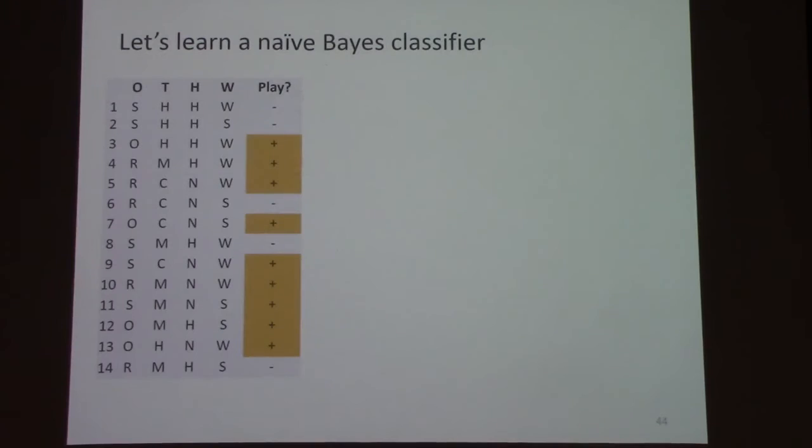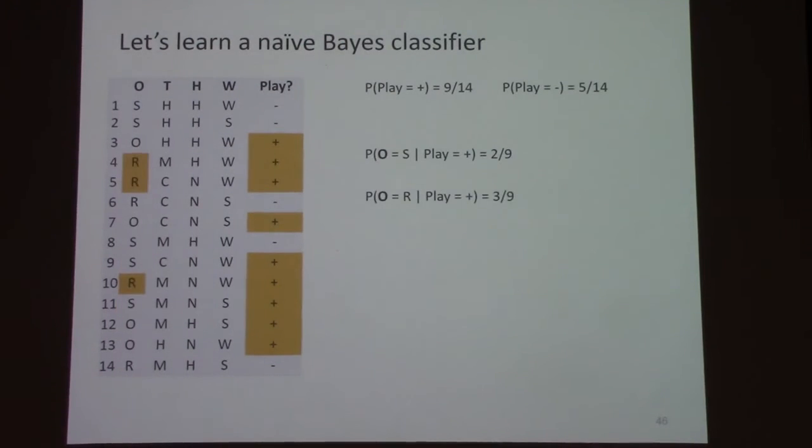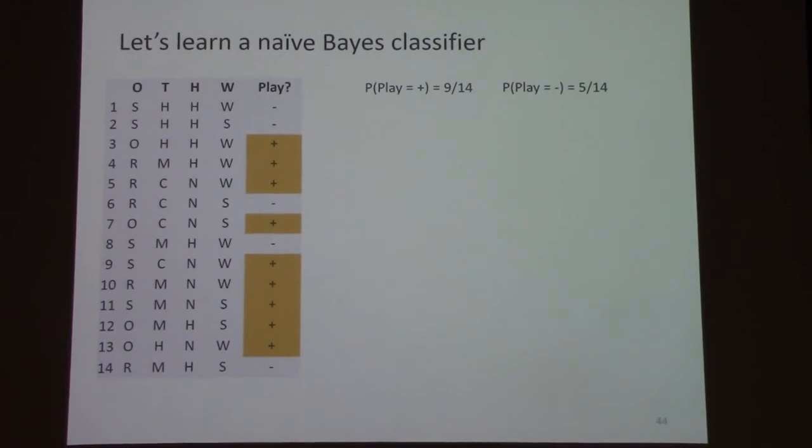Okay, let's work through an example, because it's so simple I can work through an entire example. This is the tennis example that we saw before. You have 14 examples and 9 of them are labeled positive. So the prior probability, what we call P, is the probability that the label is plus. It's the number of times the label is plus divided by the number of examples, so it's 9/14. And the probability 1 minus P is simply 5/14.